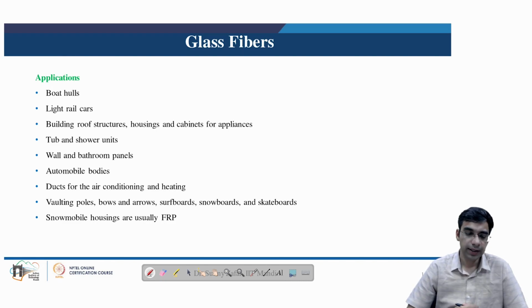Other than applications like the wind turbine blade, glass fiber based composites are also used in applications like boat hulls, light rail cars, building roof structures, housing cabinets, tub shower units, wall bathroom panels, automobile bodies, ducts for air conditioning and heating, vaulting poles, bows, arrows, surfing boards, snowboards, etc. Snowmobile housings are also made of fiber reinforced plastic containing glass fibers as the reinforcement.